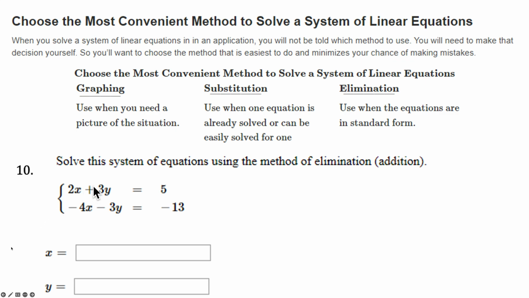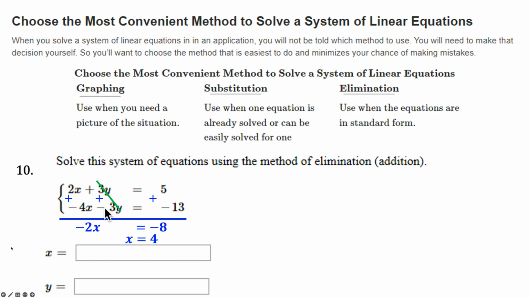Notice that my y's are opposite of each other. So I'm going to add the x's, I'm going to add the y's, and I'm going to add the constants. And that's going to give me a brand new equation. 2x plus negative 4x is negative 2x. 3y plus negative 3y, that canceled out. And 5 plus negative 13 is negative 8. Divide negative 2 into the negative 8. Negative 8 divided by negative 2, x is equal to 4. Bada bing, bada boom. There, we just solved for x real quick.